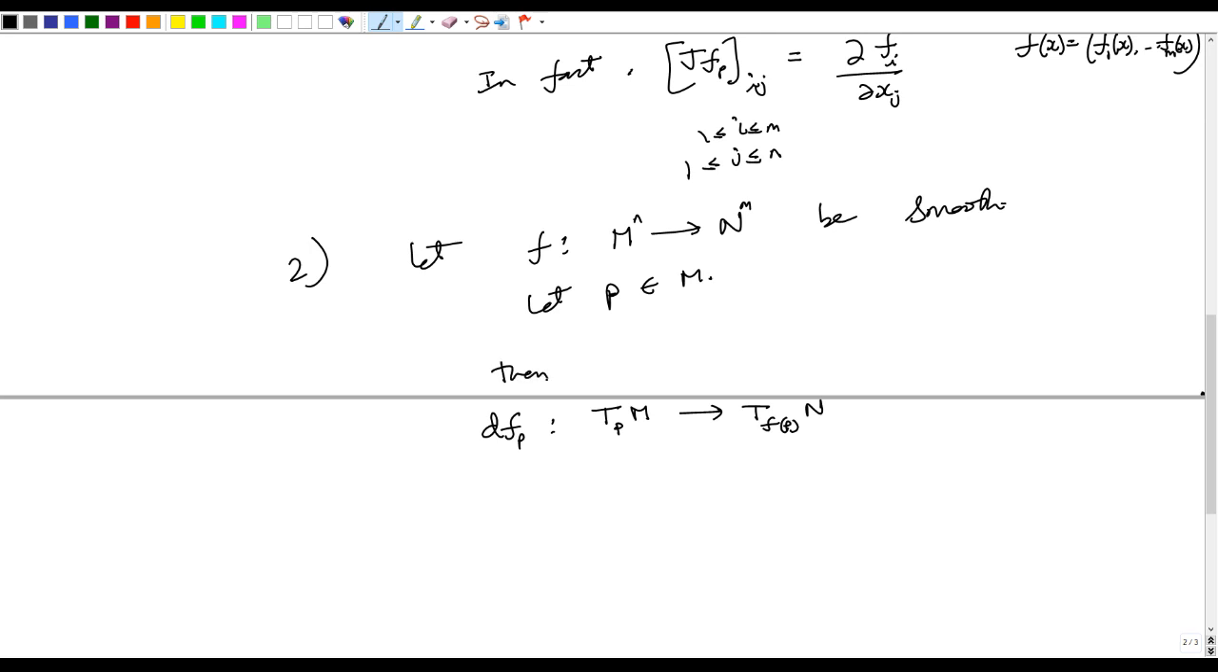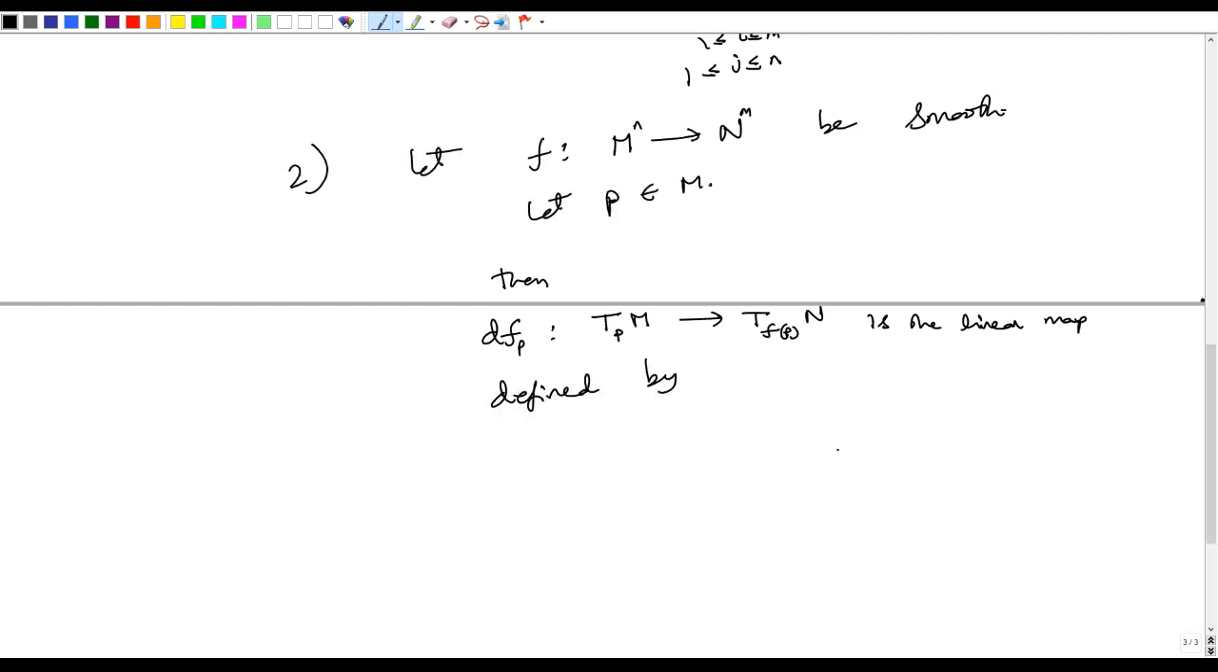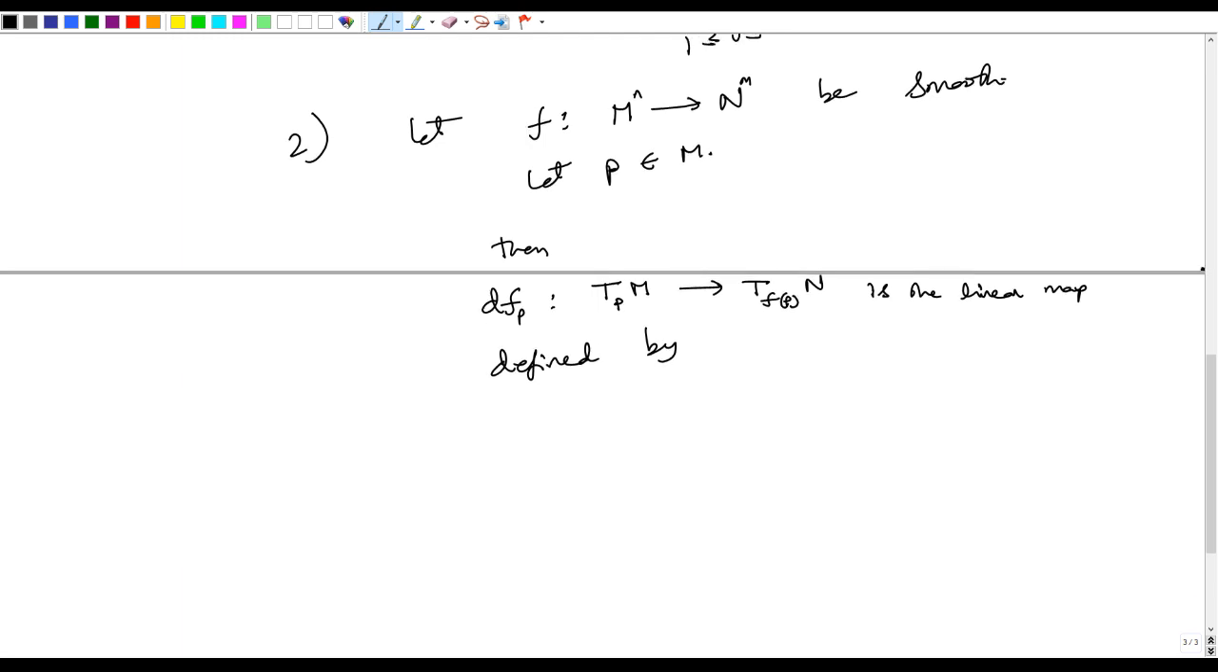Then DFP is the linear map defined by. Before I proceed, the key point here is of course the definition of DFP depends on what constitutes a tangent vector. We saw that this itself is defined in a somewhat strange way in the context of manifolds.